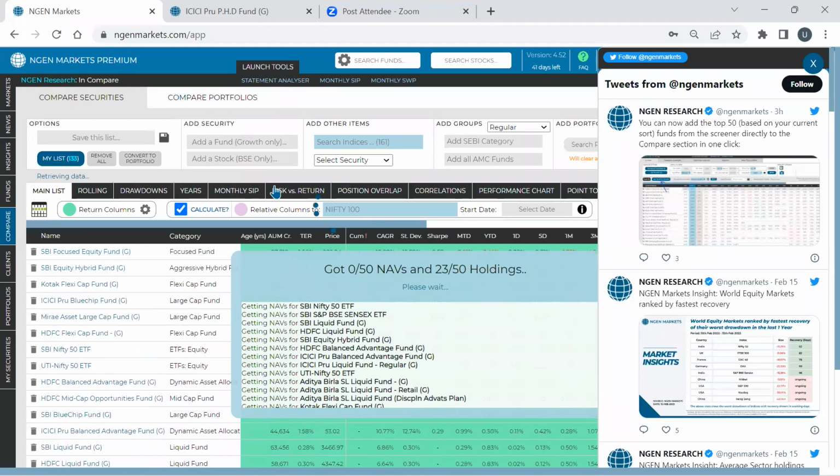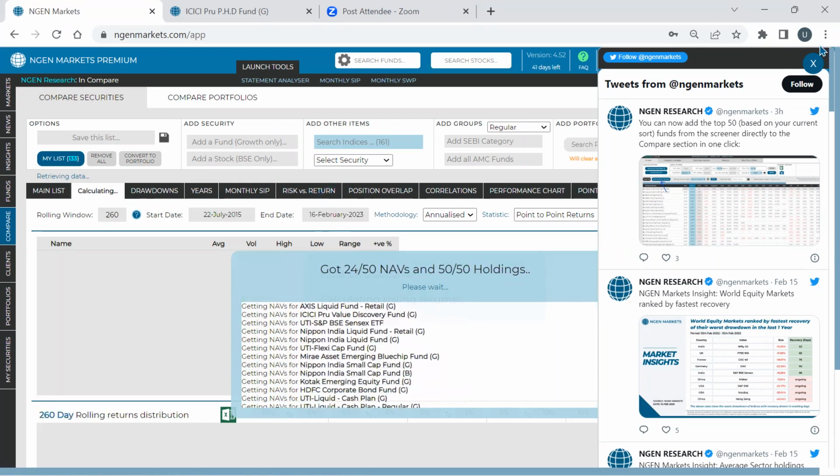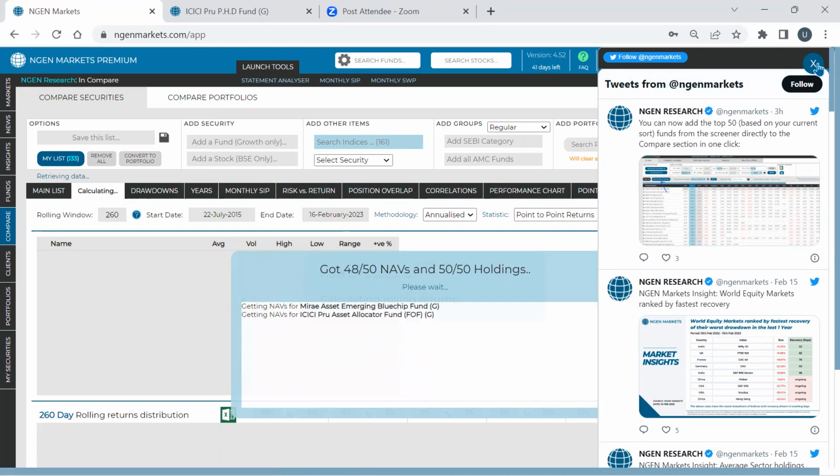Another update we have is the rolling analysis. Within rolling analysis, we have now given the probability based distribution. That is also our new update, which was taken as feedback from all the clients. So once this is loaded, I will show that as well. These are the updates we have.